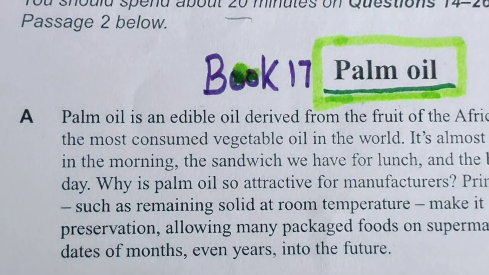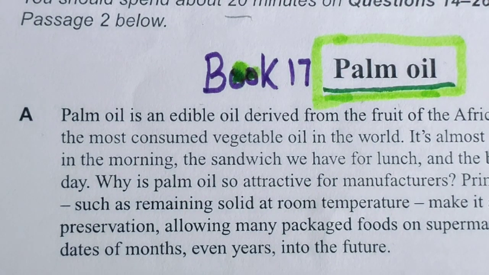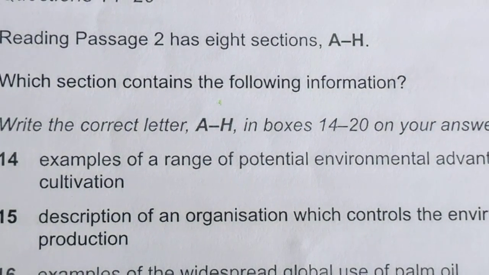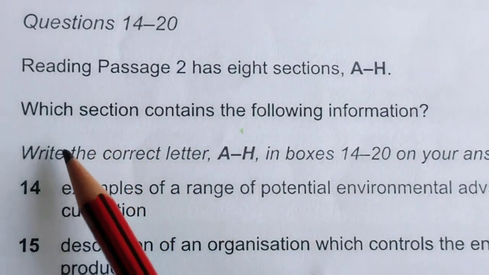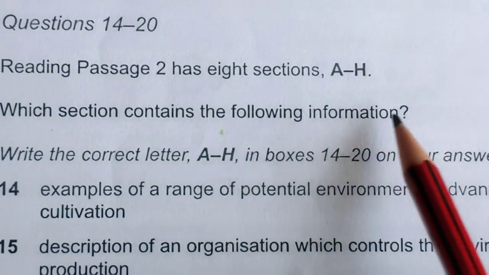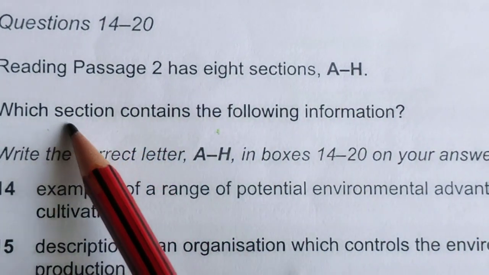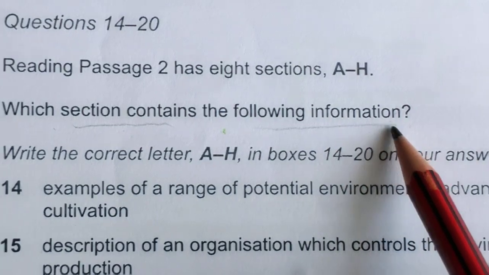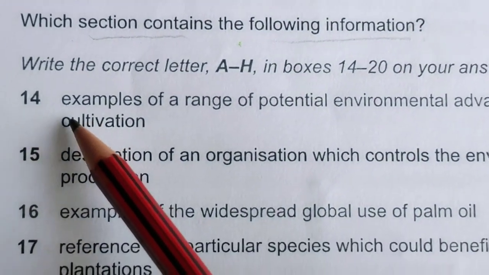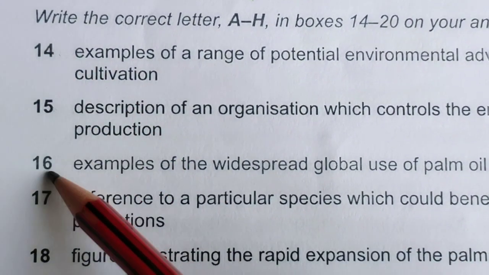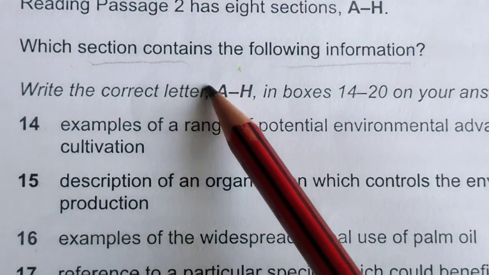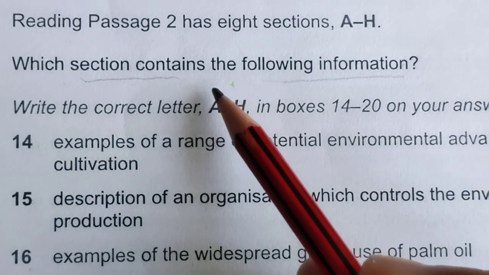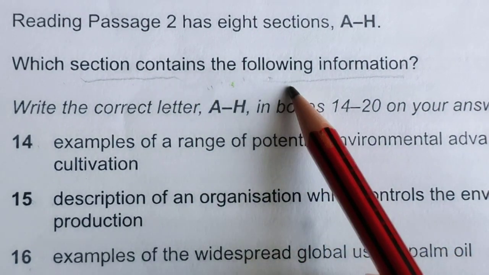Of course we can get this type of question. The first type of question they have given is: which section contains the following information? Here we have how many questions? 1 2 3 4 5 6 7 questions they have given for this. Of course I am going to solve this type of question initially.